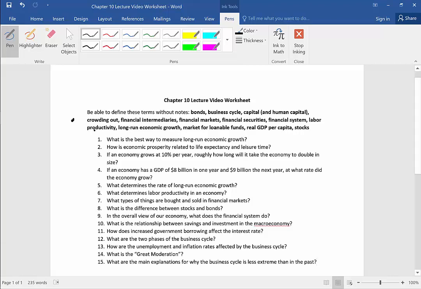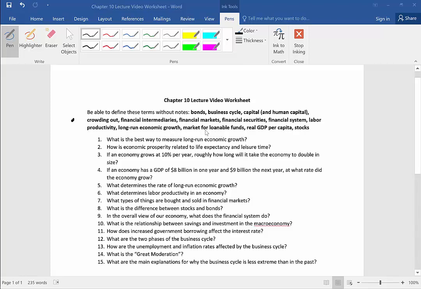Labor productivity refers to the amount of output that could be produced in an hour by a team of people or could be produced by one worker. So labor productivity just essentially counts up how much stuff could be produced by a person in a given period of time, or by a team of people in an hour, for example. Long-run economic growth is the process by which increasing productivity raises the average standard of living in a society.